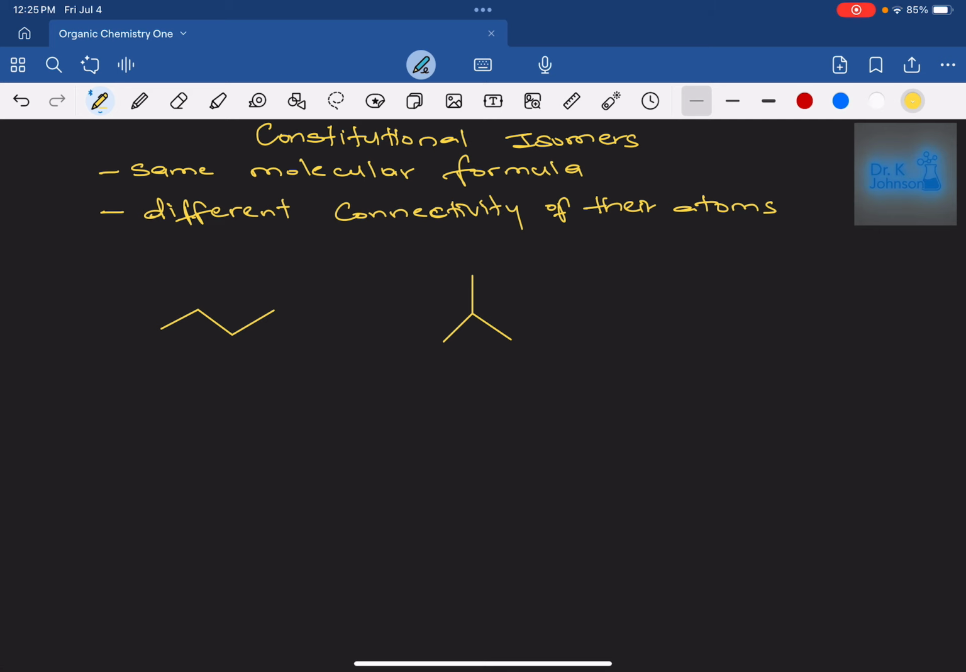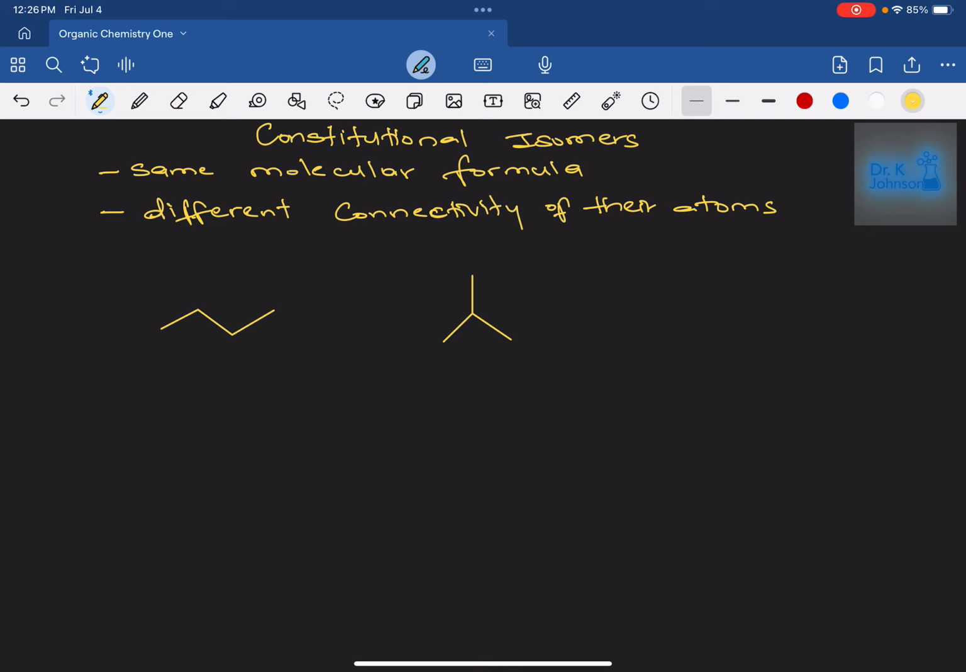Generally, your questions for constitutional isomers, you'll be given a couple of structures, two or more, and they will ask, are these constitutional isomers or not? Also, you can be given a molecular formula and asked to draw as many constitutional isomers as possible. If you are given the latter, that's just you playing around with the different structures and putting the bonds in different places.